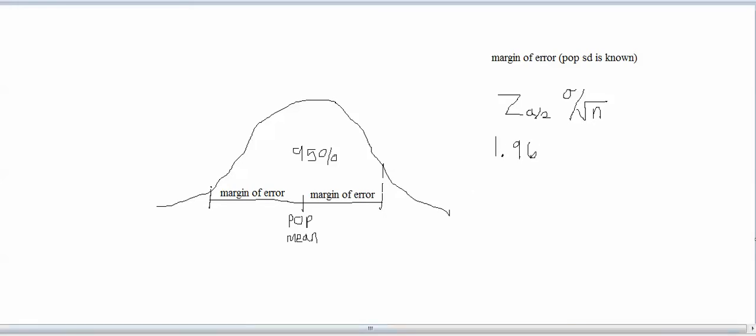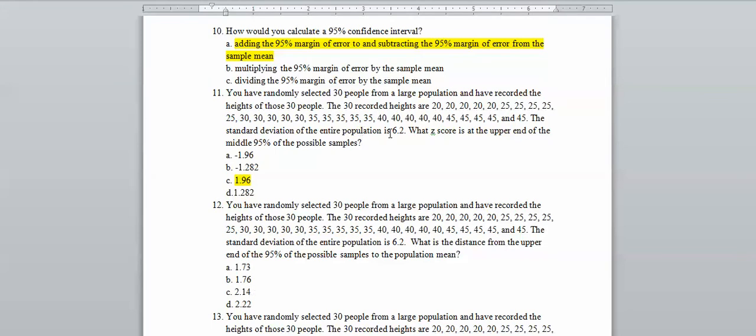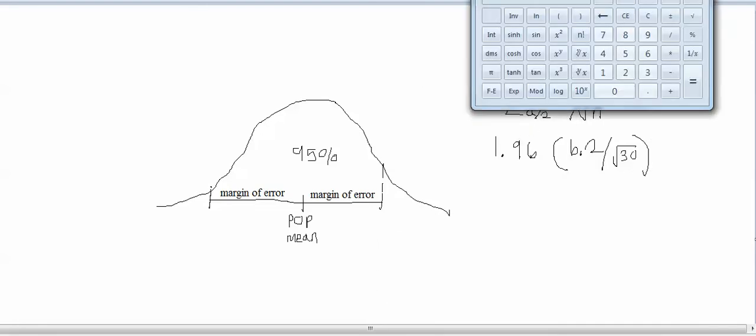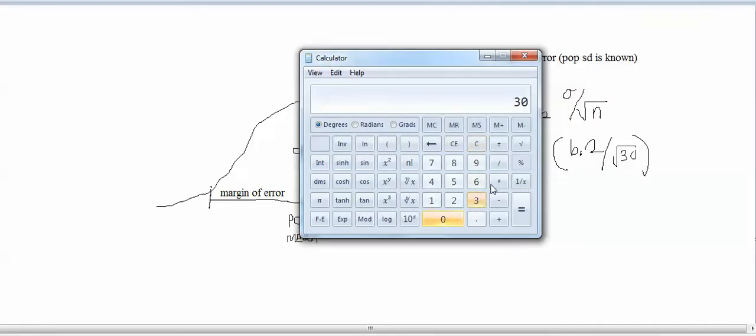Let's find out what our standard deviation is. I'm telling you that it's 6.2. And what's our sample size? Well, I'm telling you that there are 30 recorded heights. So the sample size is 30. So its standard deviation is 6.2. Sample size is 30. N is 30. We have to just do these calculations. The square root of 30 is about 5.48.